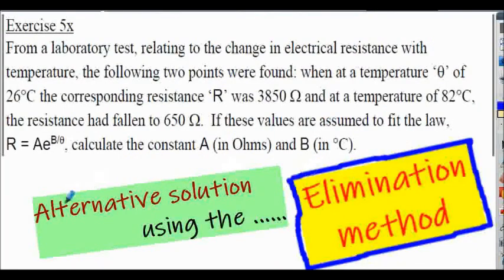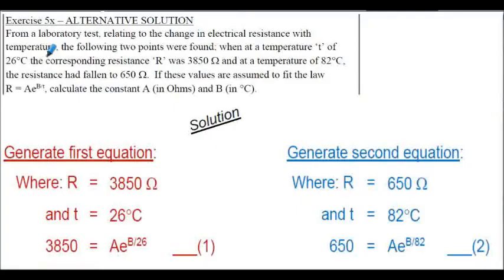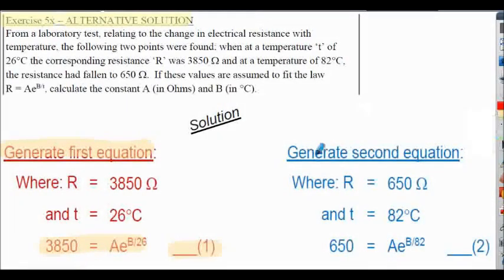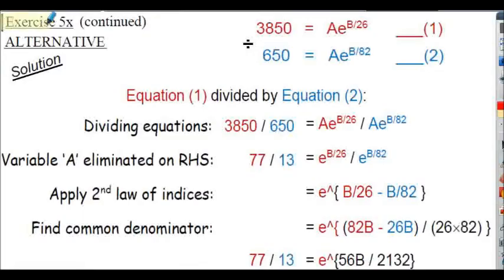And here's exercise 5x with an alternative solution using the elimination method. I will now review exercise 5x again. Instead of using substitution, we're going to use a form of elimination. It commences in a very similar way. We generate our first equation, shown here, labelled 1, and our second equation. But instead of using the substitution process shown previously, we're now effectively going to eliminate the a variable by dividing the equations.